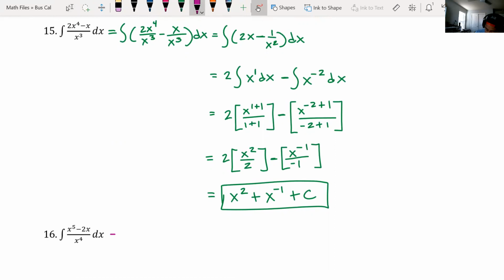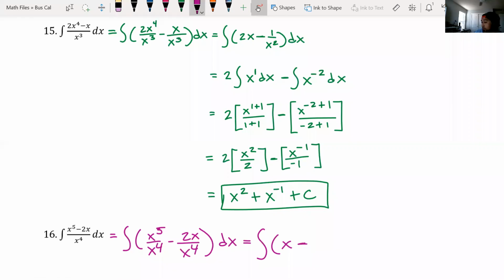So again, two terms in the numerator, split them. Get the integral of x to the fifth over x to the fourth minus 2x over x to the fourth dx. Simplify, and x to the fifth over x to the fourth is x minus 2x over x to the fourth is 2 over x cubed.